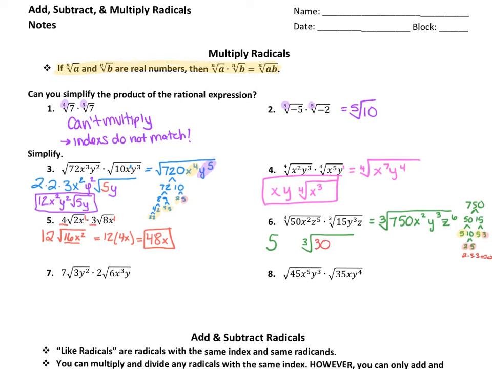Now let's look at my variables. So right now I have a cube root, so I'm looking for groups of 3. If I look at my x, I don't have enough for a group of 3, so my 2 x's are going to stay on the inside.